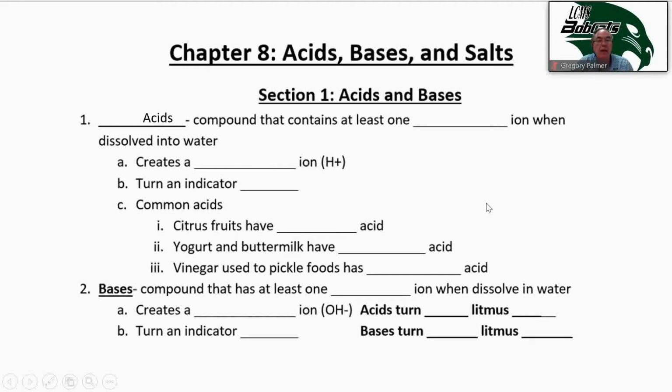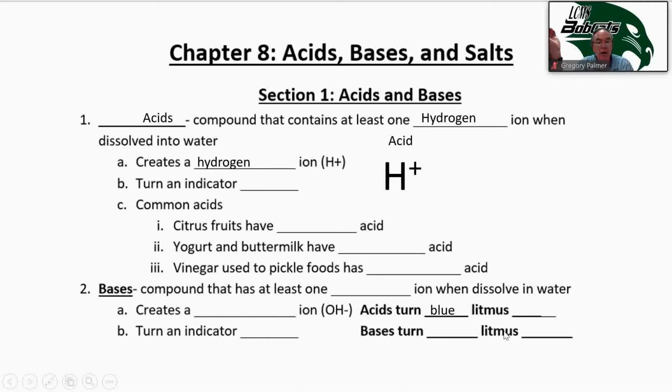Okay, so the first one we're going to cover is an acid. An acid is a compound that contains at least one hydrogen ion, and that's really what makes an acid, that it has a hydrogen ion. So an acid has an H plus ion. Okay, so it creates an ion, and it turns indicators a different color.